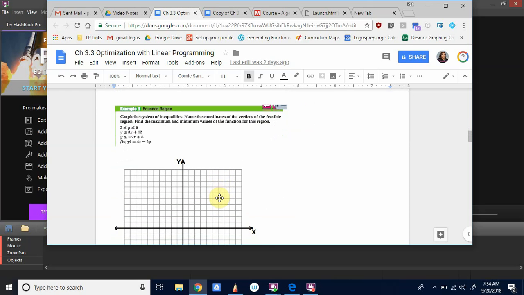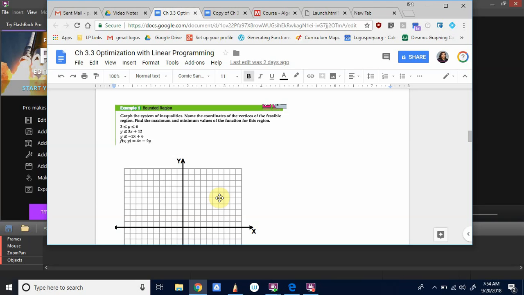So let's look at example 1. So first they just give us these equations. They don't give us a word problem. They give us all the constraints, and they want us to find the maximum and the minimum values, and they give us the objective function. So notice that the objective function is f of x comma y equals 4x minus 2y. Your objective function is always going to look like that.